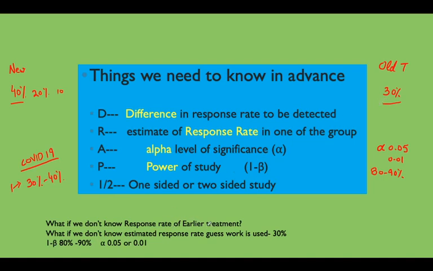In case there is no earlier finding about a treatment, we assume that in fatal diseases the response rate would be roughly around 30% improved. But if we don't know the estimated response, guesswork is used, as I have mentioned, 30%. Now 1 minus beta, that is the power of a study, usually ranges from 80% to 90%. Alpha values are quoted over here. Alright, so these are the 5 factors we need to know in advance before we estimate a sample size.